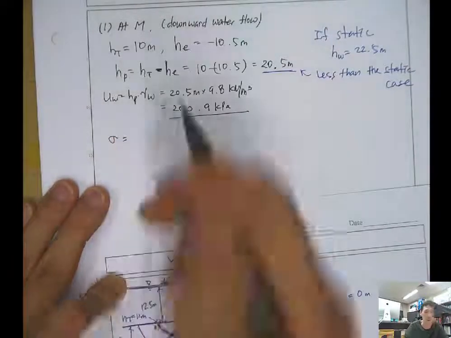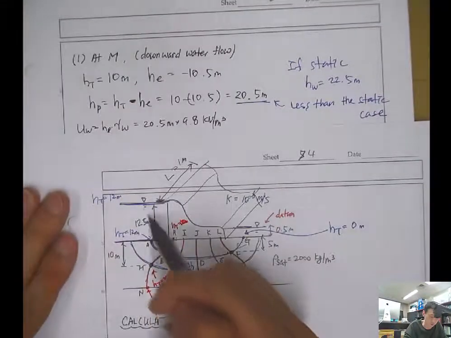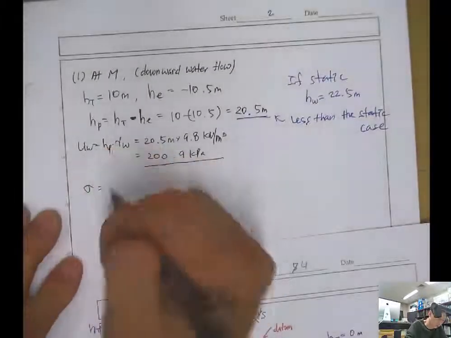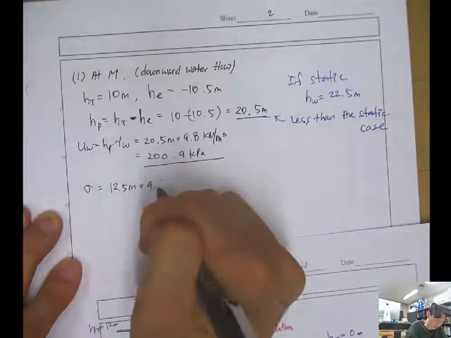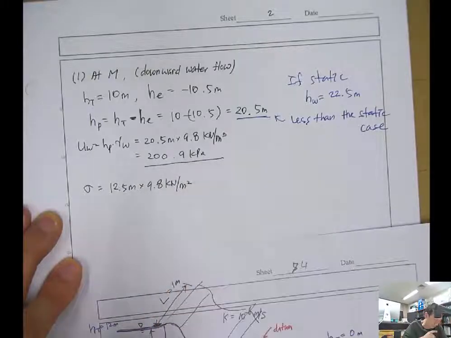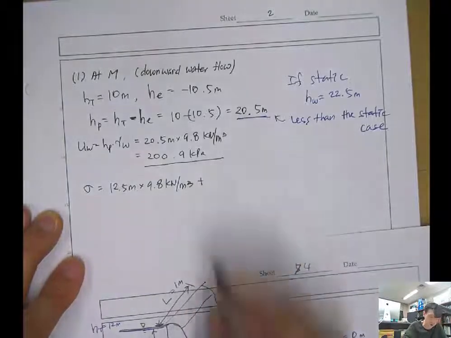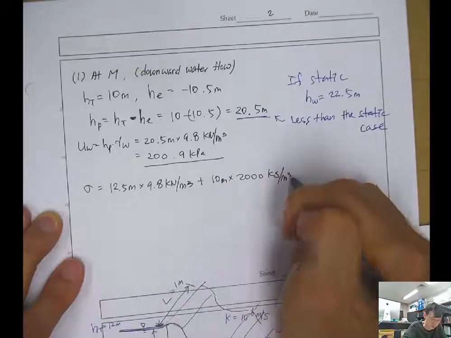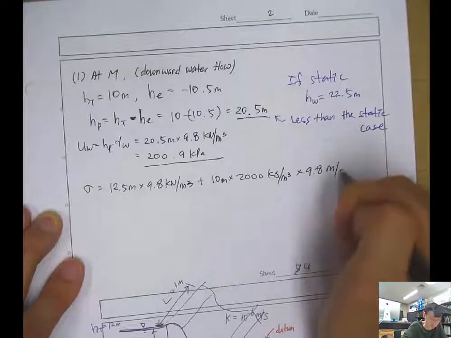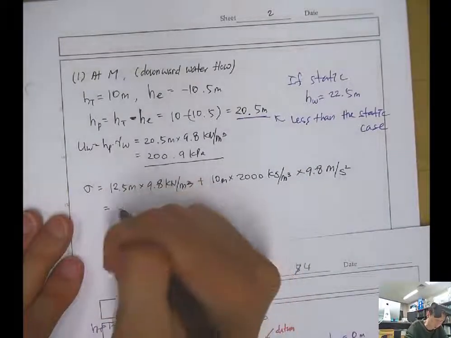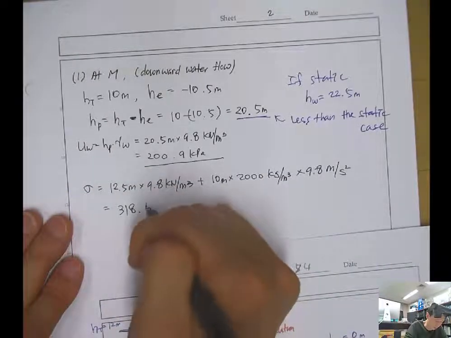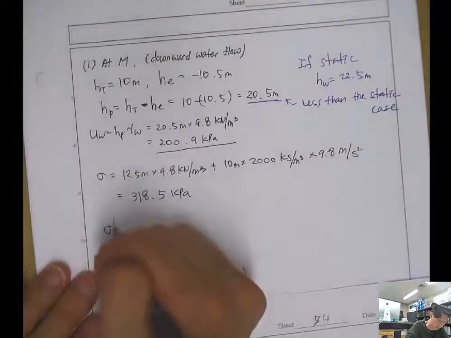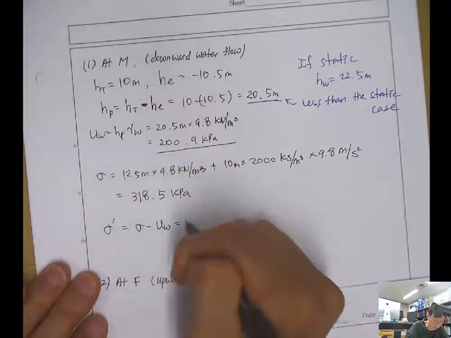And what about the total stress? Total stress you can compute from the water column and the overburden layer weight. So 12.5 meters times 9.8 kilonewtons per cubic meter plus 10 meters of solid thickness. So 10 meters times 2000 kilograms per cubic meter times 9.8 meters per square second. And if you compute, this is 318.5 kilopascals. So then effective stress will be sigma minus uw.